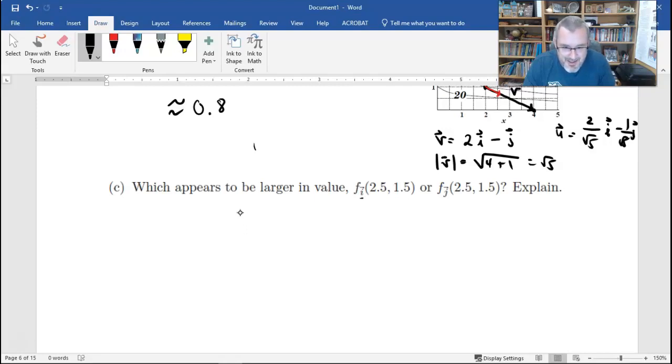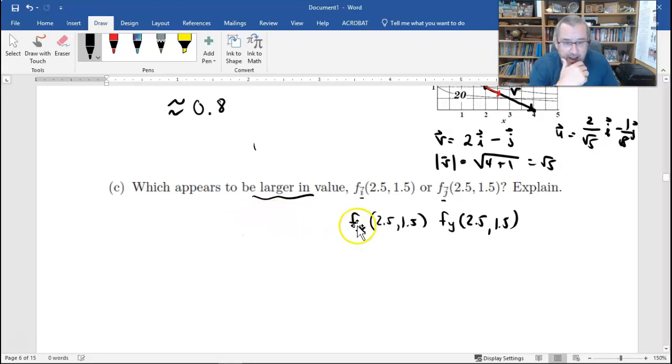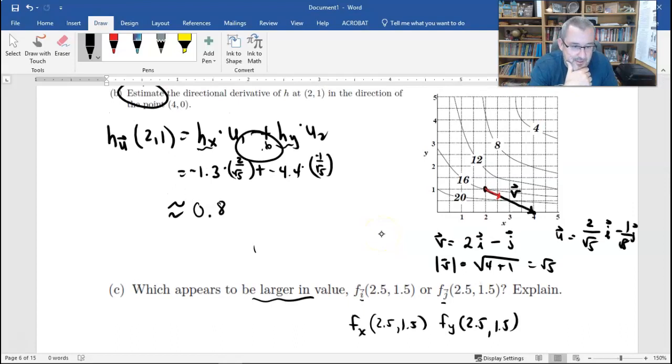Now, I think it's funny. Maybe they did this on purpose to make you think. But here I go, metaphors again. A partial derivative in the direction of i, where i is the unit vector in the direction of x, is really just saying the partial derivative with respect to x. It's just an equivalent way to say it. Likewise, j is the unit vector in the y direction, so this is just the partial derivative with respect to y. And the question is just which one appears to be larger in value at the point 2.5, 1.5. We're right here.